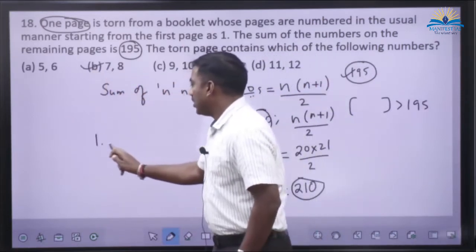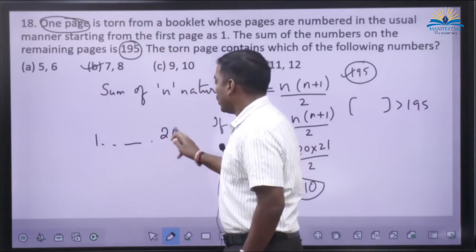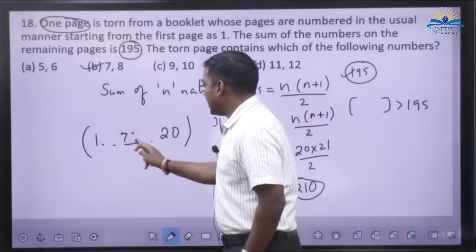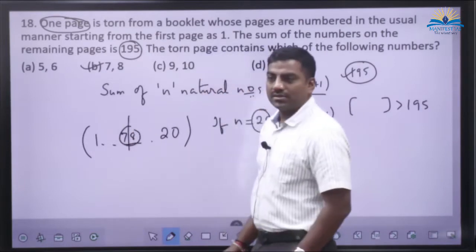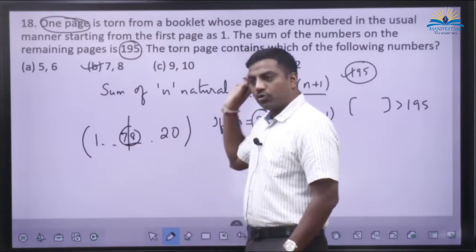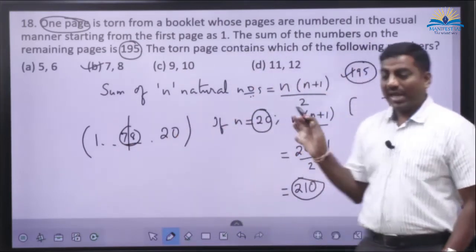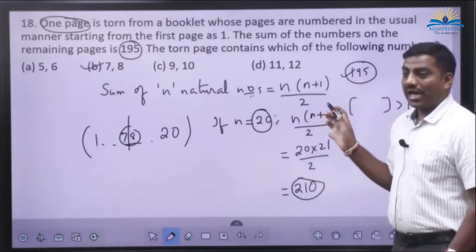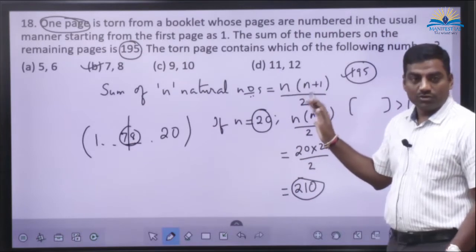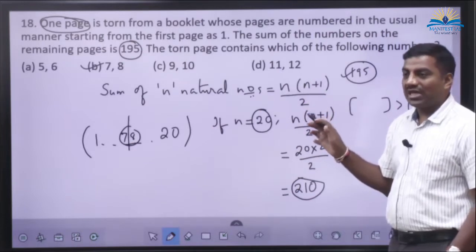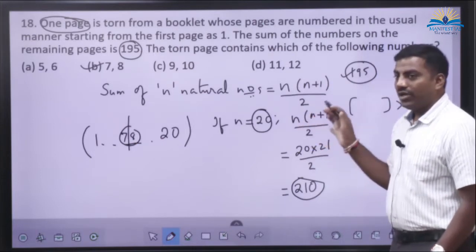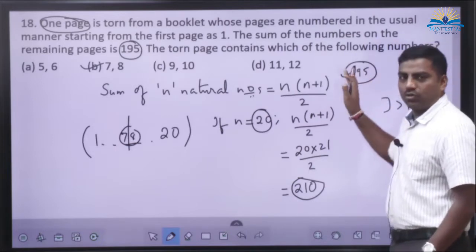So in a book from 1 to 20, that is page numbers 1 to 20, the 7th page and 8th page are missing. All others, 1, 2, 3, 4, 5, 6, 9, 10, 11, 12 up to 20, they are present. And we don't get the answer by any formula here. There is no rocket science to get answers to those questions. We have to go with if and but. So here we got one clue that our sum should be more than 200.